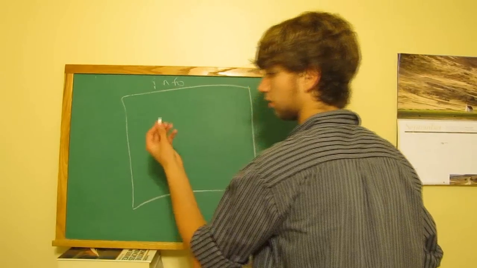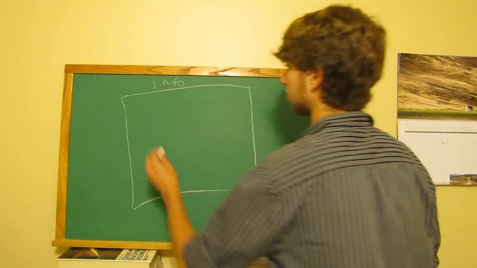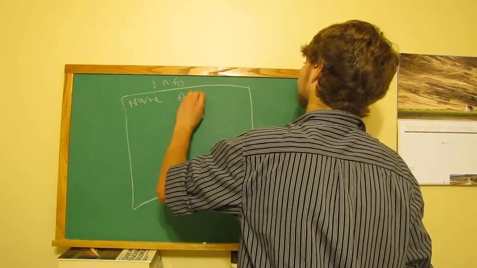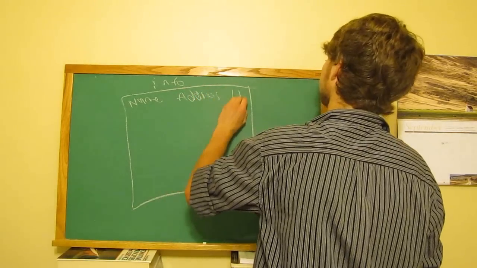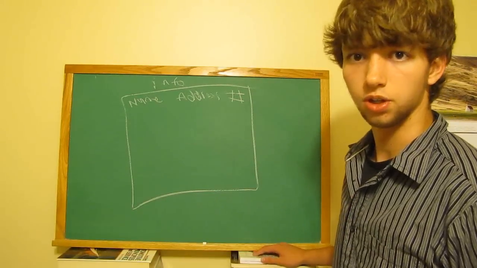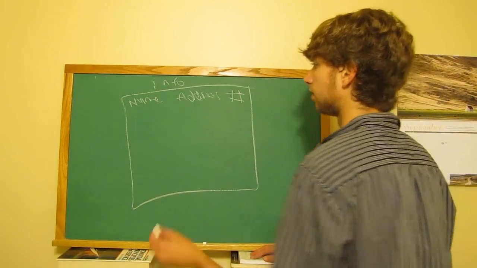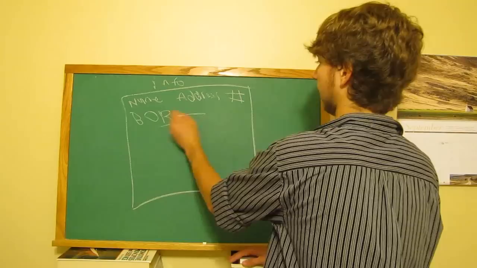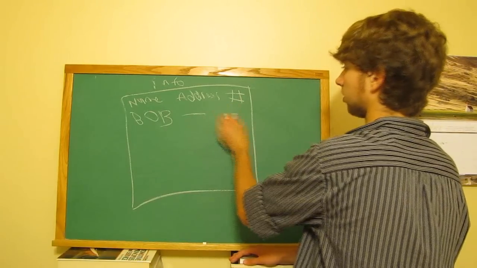And then we'll have what they call columns. So we'll have name, address, and phone number. So when you enter this into the table, let's say name Bob, address, I can't fit one, and then a phone number right there.